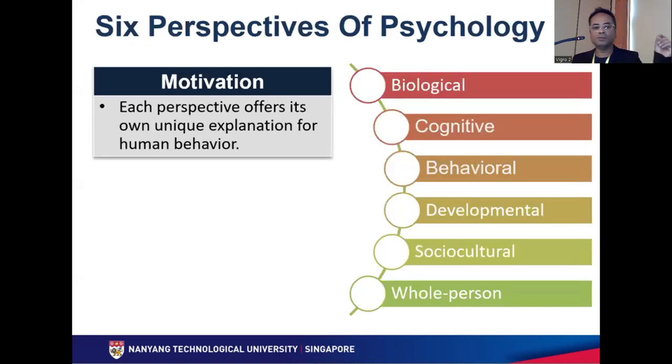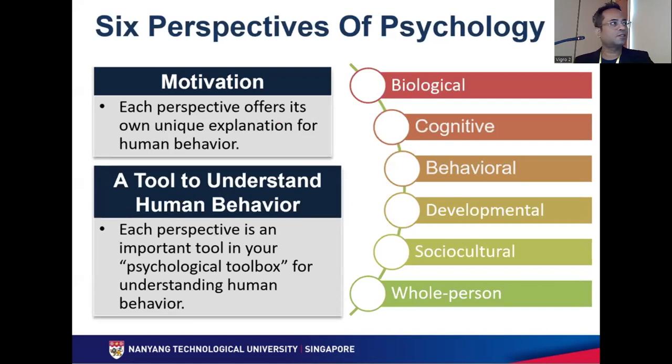Now I'm going to highlight something called the six perspectives of psychology: biological, cognitive, behavioral, developmental, social cultural, and whole person. What is it about? Each perspective offers its own unique explanations of human behavior. How a human behaves can be explained by one or more of these perspectives. This is the tool to understand human behavior. So each perspective is an important tool in the toolbox for understanding human behaviors. And this is well tested. You can find it in any psychology textbook.